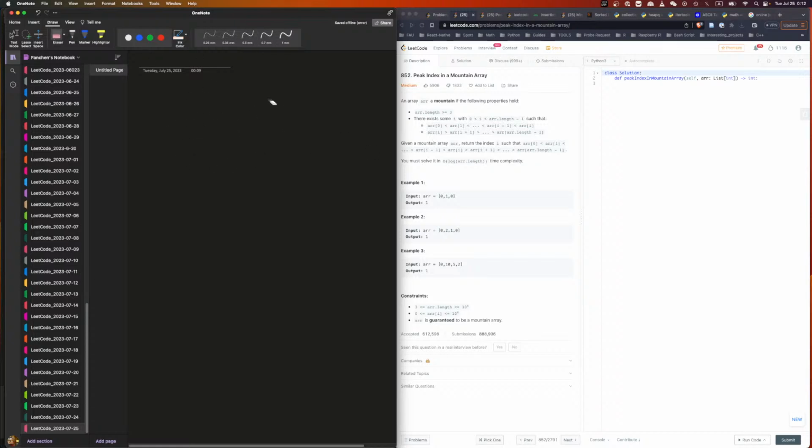I think it's easier. I only have one peak. So you want to find the peak. Find this one peak. Oh, I think I remember this. Binary search, right? Binary search. Oh, how do we do this binary search?